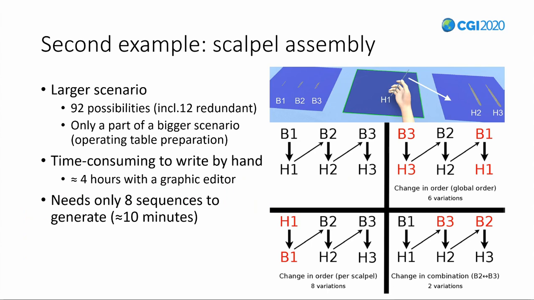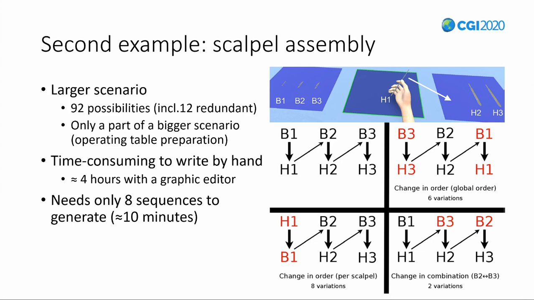We also tried the method with another scenario, which you can see here, consisting in the assembly of a set of scalpels. This is quite a larger scenario with 92 variations, out of which 12 are redundant, so we only have 80 variations. And it is to note that this is only a part of a bigger scenario consisting in the preparation of an operation table before a surgical intervention.